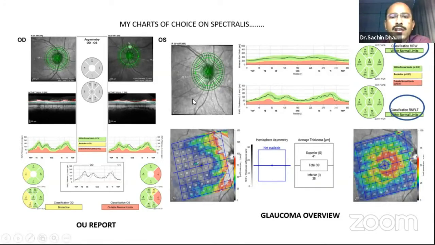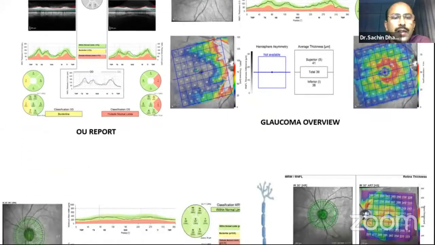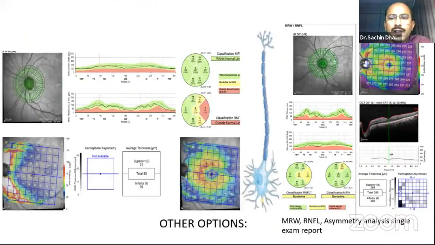You can see the size of the Bruch's membrane opening, which has been documented, and this FoDi, or the fovea-disc axis, which is the trademark for cyclotorsion adjustment in the Spectralis, which is very, very important. Now, what I do next is basically align. You have another option to see these reports here.